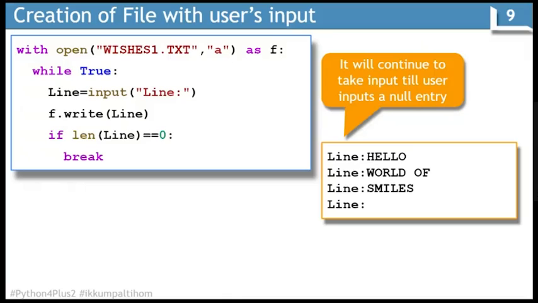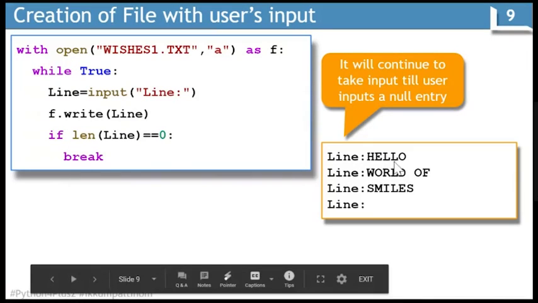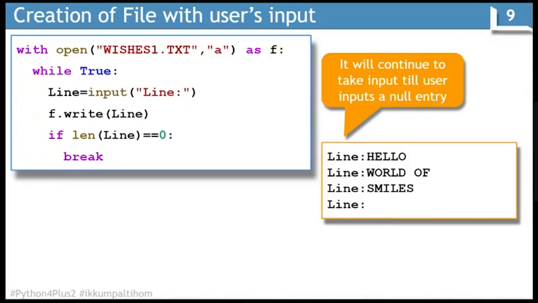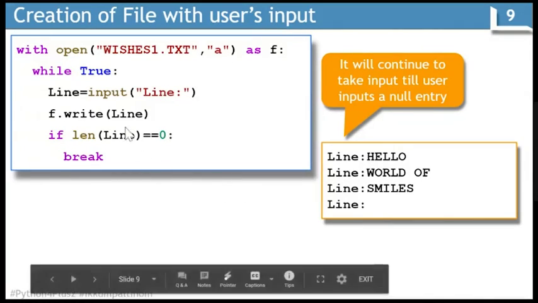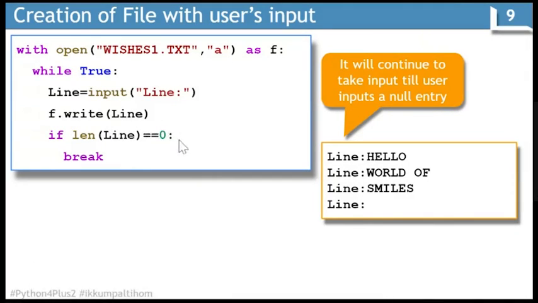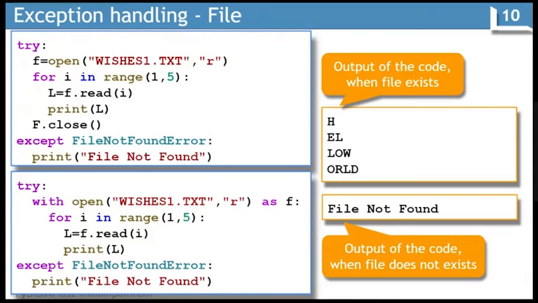So you can see here we have entered hello as the first line, world of as the second line, smiles as the third line. So as soon as there is a null entry, the loop will get terminated. But that null entry will also be entered in the file according to our logic. So if you don't want that null line to be added at the end, then this if statement, instead of putting it after f.write, you will be putting it before f.write, so that you will have exactly 3 lines entered inside the file.